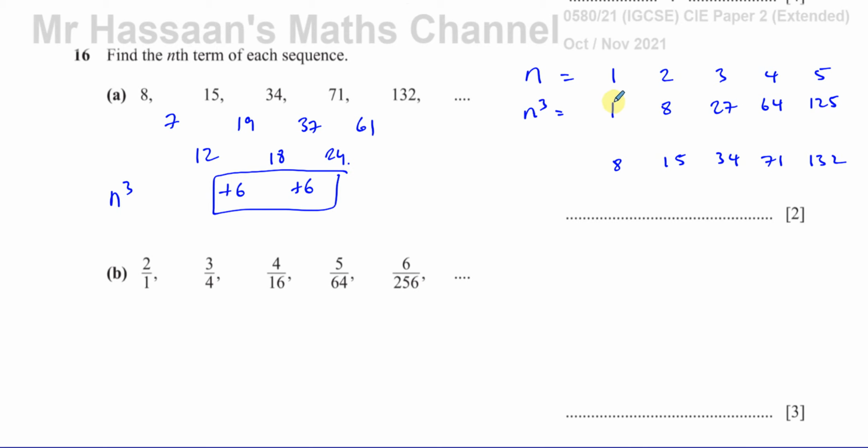And I'm going to compare them. How do I get from n cubed to our sequence? Well, from 1 to 8 we have to add 7. 8 to 15, again I have to add 7. 27 to 34, again add 7. 64 to 71, add 7. 125 to 132, add 7. So we can see our sequence is n cubed plus 7. This is the plus 7 part. So our sequence is n cubed plus 7.